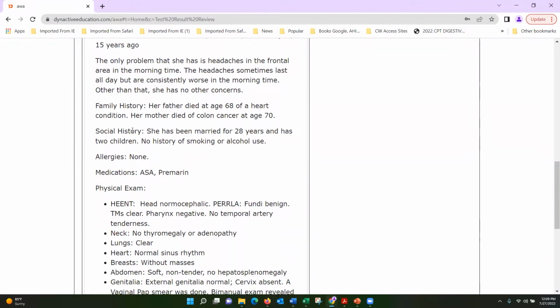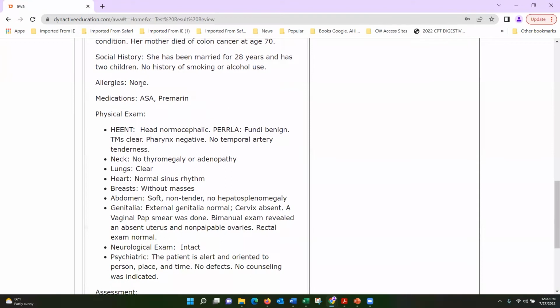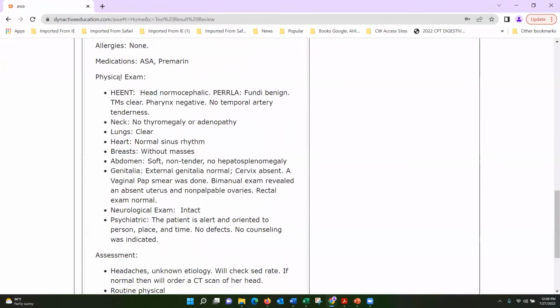Her family history tells us that her dad died of a heart condition and her mom died of colon cancer. Her social history, she's been married, she has 2 children, she doesn't smoke or use alcohol. Her allergies, her medications, nothing significant there that we can pick up on. He did do a physical exam as part of this. And we can see if we look through here, her HEENT, normal, meaning her head shape is normal.